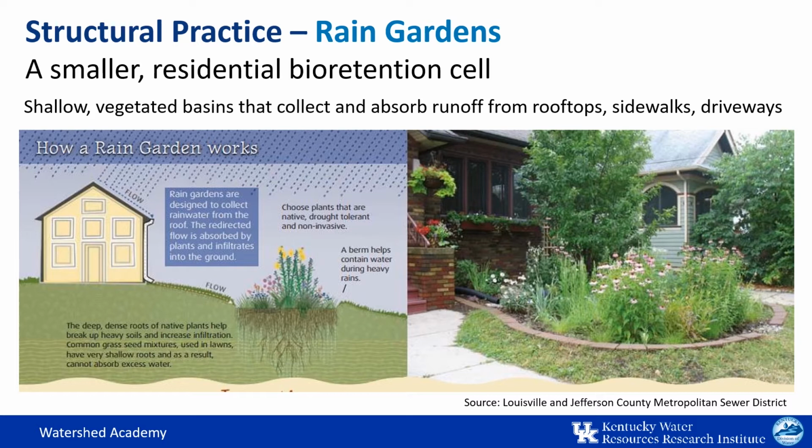Rain gardens are simply a smaller bioretention cell that are vegetated depressions that store and treat runoff from nearby roofs, pavement, or other hard structures, typically around residences or small businesses. They're designed to accommodate the amount of stormwater you expect to capture and drain within 48 hours.